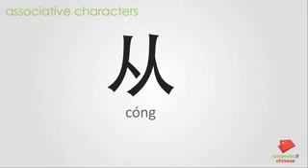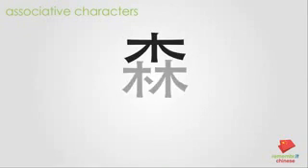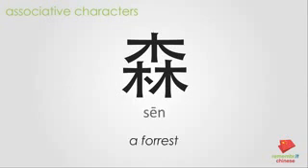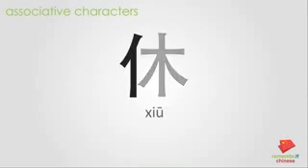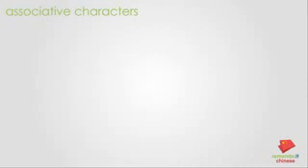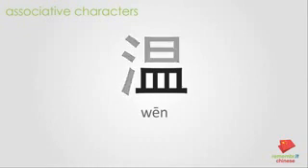For example, the character 从 is created by combining one person character behind another person character to convey the meaning to follow. 3 trees here are combined in the character for 森 to mean a forest. Here, the person character is placed next to a tree to convey the idea of resting. And for the character 温, the dish character on the bottom, with the water character on the side, and the sun character on top, conveys the idea of warmth. Water in a dish left in the sun will get warm.